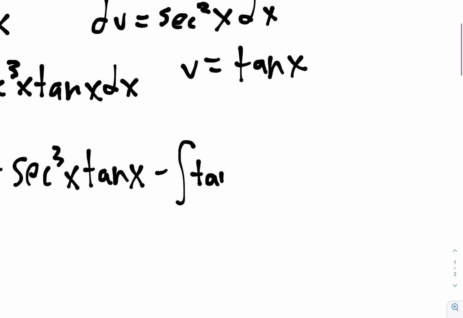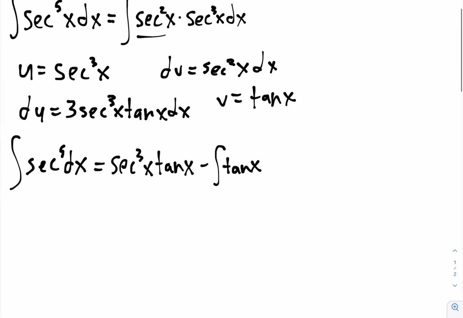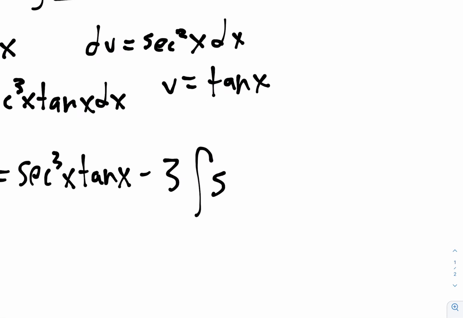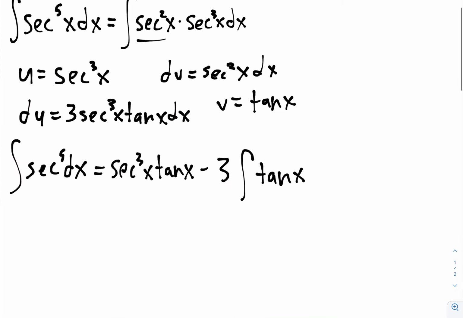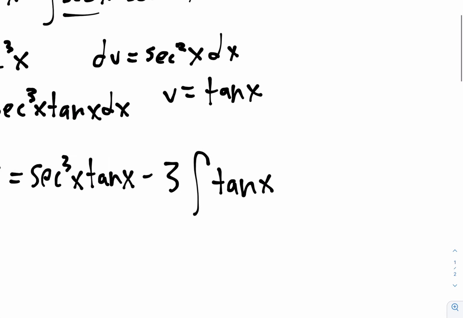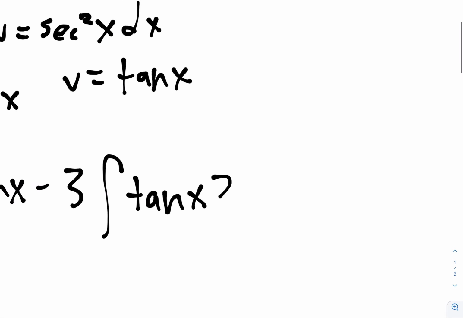So v was tan. Du was 3 secant cubed x tan x dx. So I'm going to bring that 3 out front. So we're subtracting 3 times the integral of secant. Actually, no, I'll write tan first. So tan x, that was our v, and then our du was 3 secant cubed tan x dx.